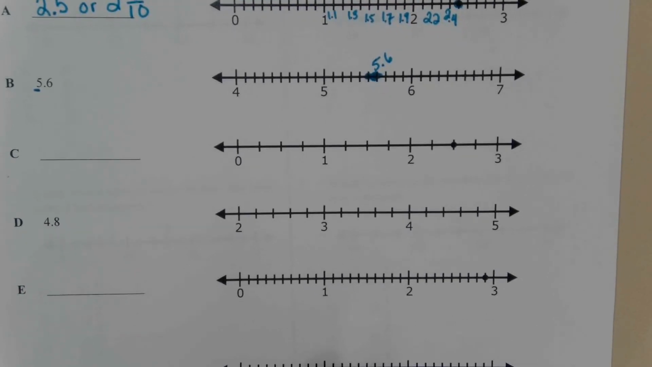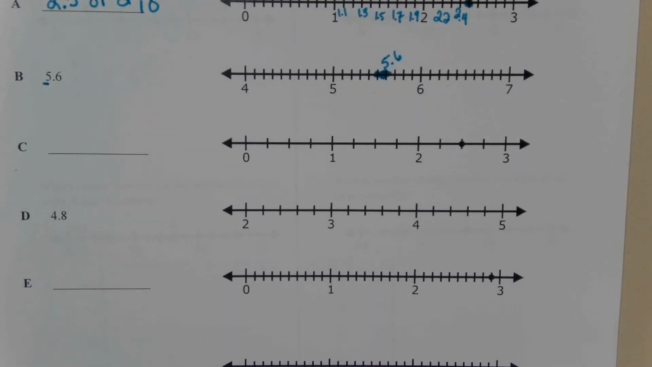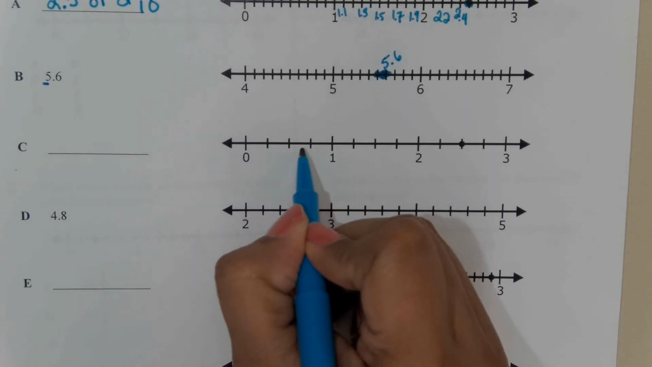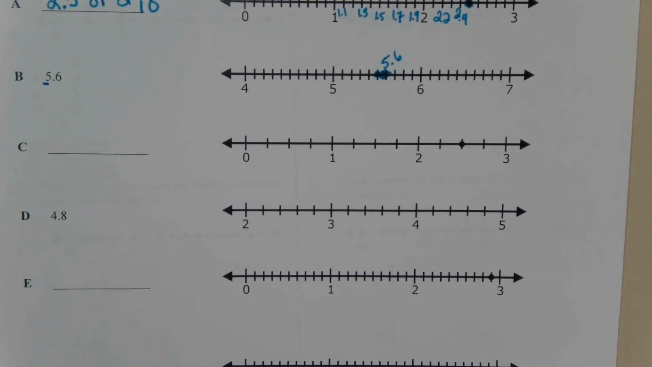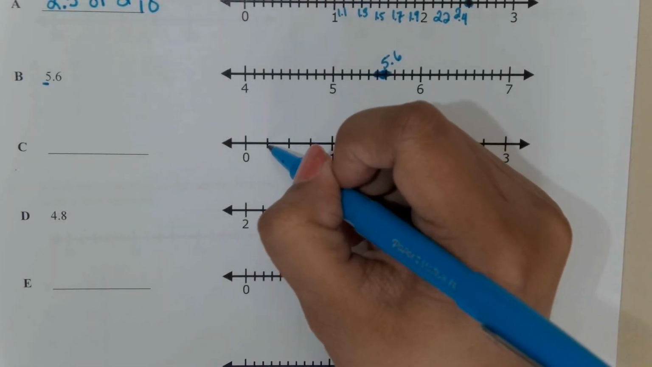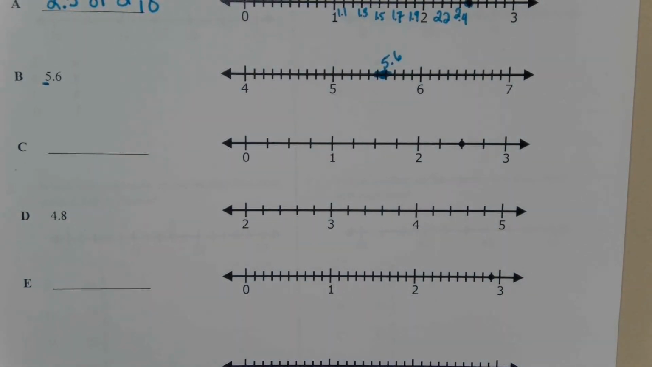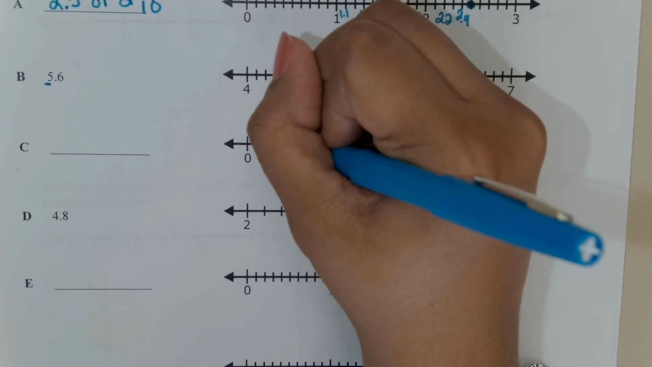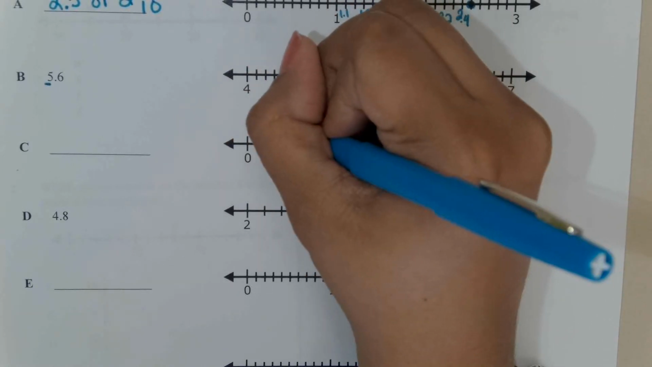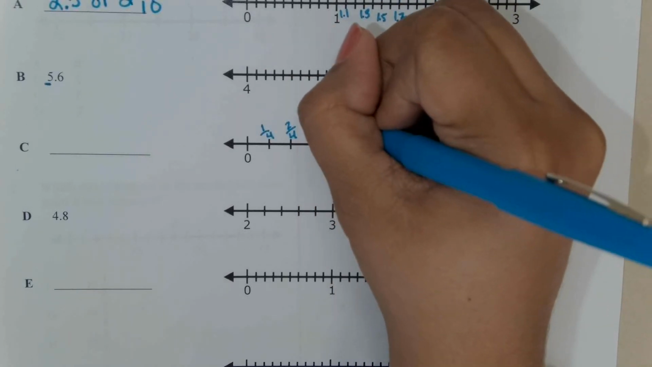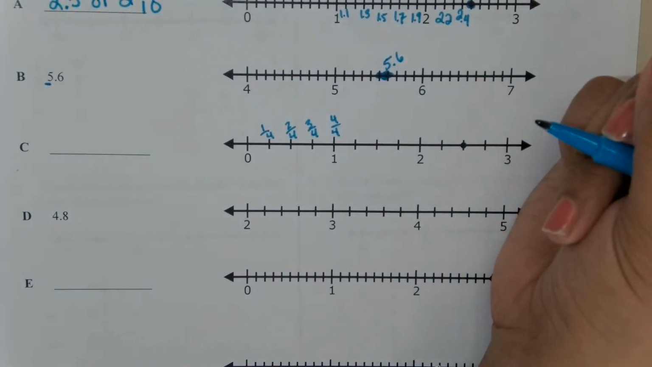Now let's look at letter C and let's look how we're going through here. So I'm going 1, 2, 3, 4. I have this going by fourths. So this right here, this is 1/4, 2/4, 3/4, and this is 4/4 or 1 whole.